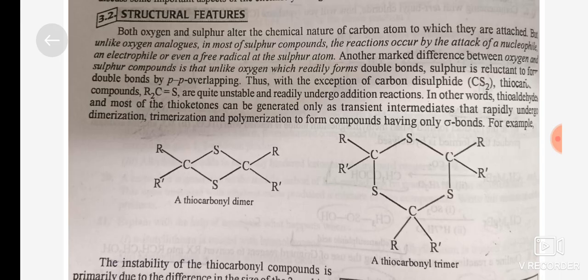Thus, with the exception of carbon disulfide, thio compounds R2C=S are quite unstable and readily undergo addition reactions. In other words, thioaldehydes and most of the thioketones can be generated only as transient intermediates that rapidly undergo dimerization, trimerization, and polymerization to form compounds having only sigma bonds. For example, a thiocarbonyl dimer and a thiocarbonyl trimer.